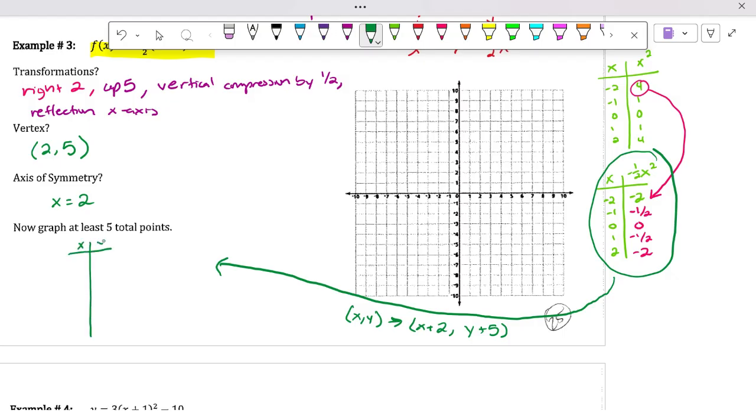So if I make this table, okay, what's negative 2 plus 2? 0. What's negative 2 plus 5? 7. Up. Positive 3. What's negative 1 plus 2? 1. Think about this carefully. What's negative 1/2 plus 5? So 4.5. You can also say it is 9/2. So 9/2, or you can say it's 4.5.